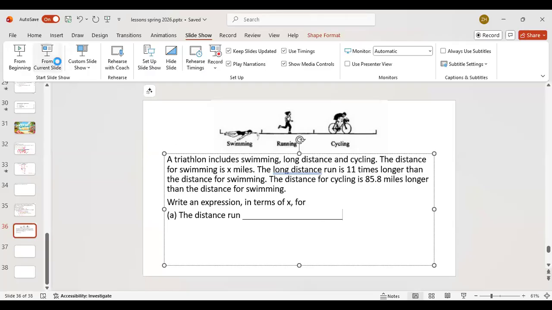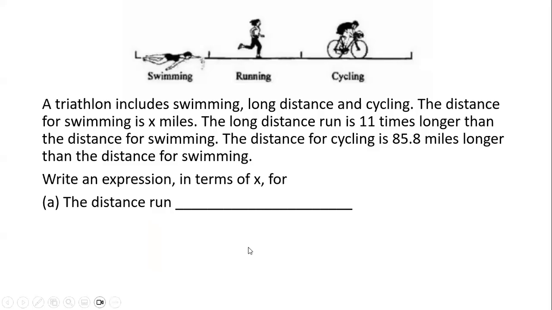Okay, good. Where is Ranika? Ranika, can you hear me? Read this for me, Ranika. A triathlon includes swimming, long distance, and cycling. The distance for swimming is X miles. The long distance run is 11 times longer than the distance of swimming. The distance for cycling is 85.8 miles longer than the distance for swimming. Write an expression in terms of X for the distance run.